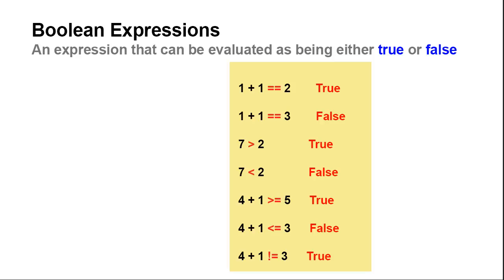7 is greater than 2, that's true. 7 is less than 2, that's false. 4 plus 1 is greater than or equal to 5. So we have a combined operator there of greater than or equals. As long as the left is either 5, 6, 7, or anything higher than that, that's going to be a true statement. But in the next one, 4 plus 1 is less than or equal to 3. Well, that's a false statement. 4 plus 1 is greater than 3. And then the final one, the exclamation mark equals, means is not equal to. 4 plus 1 is not equal to 3. That is a true statement.